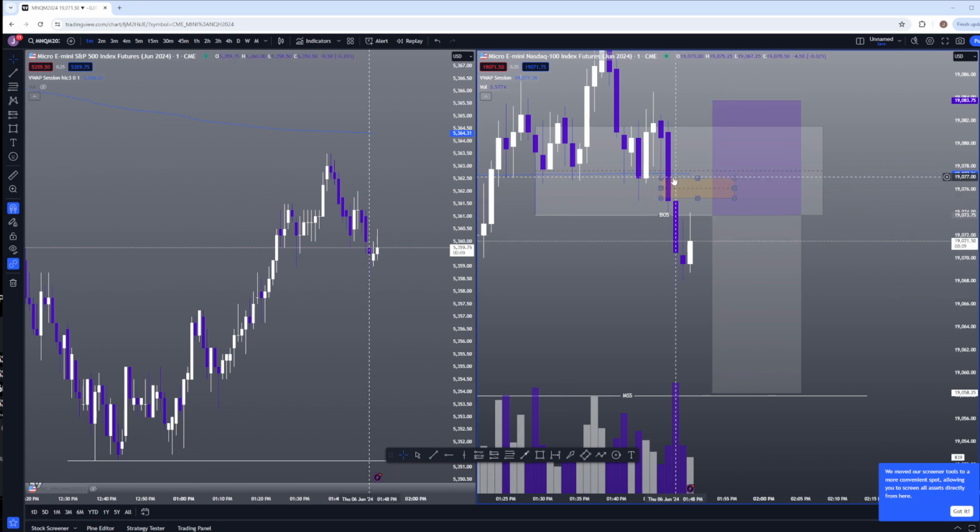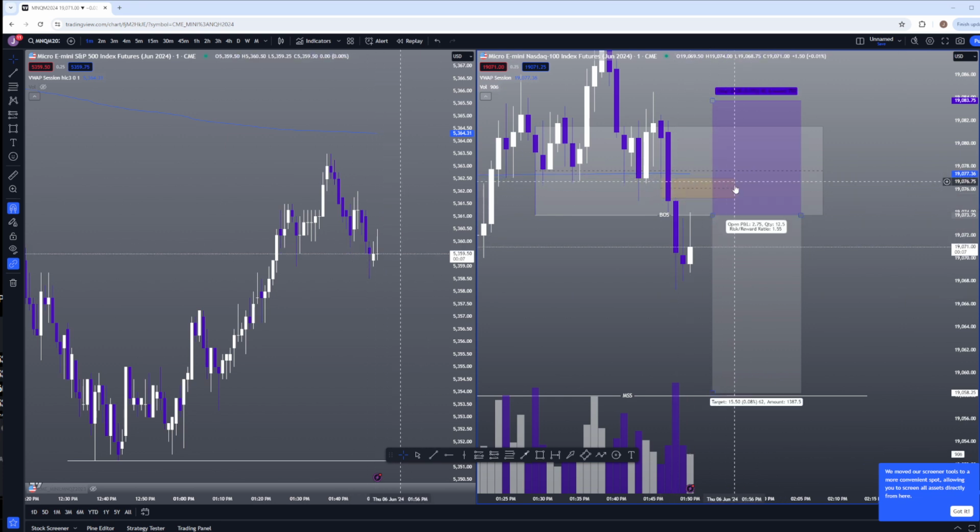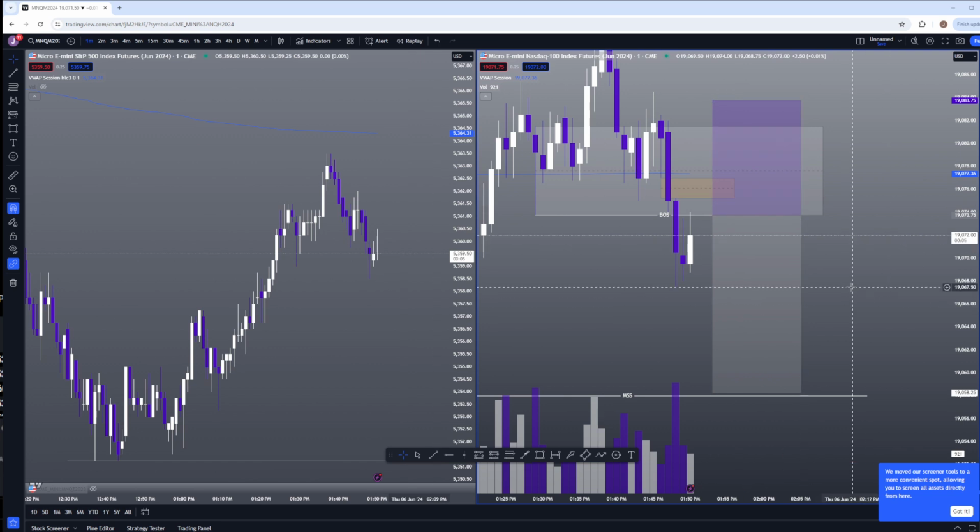I would like to see us come test that fair value gap first. So I always start in 3 micros, and then I add to 6 for a full.